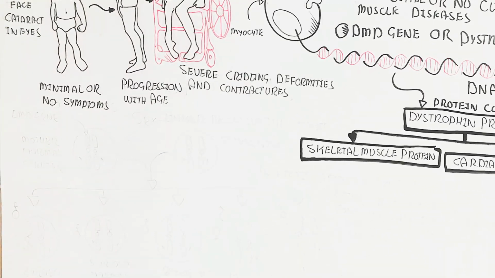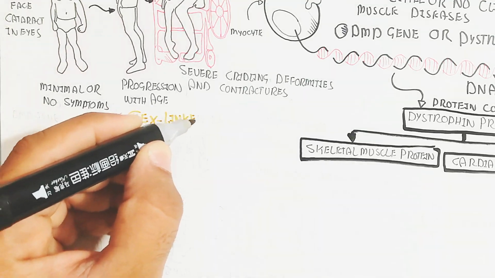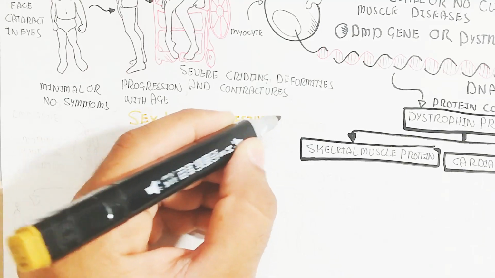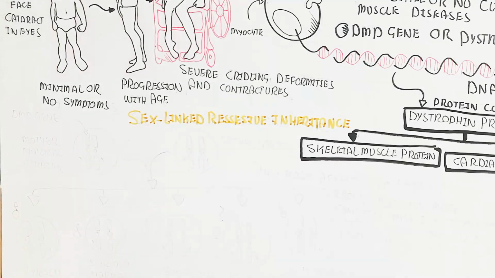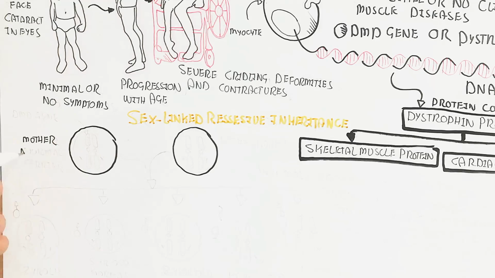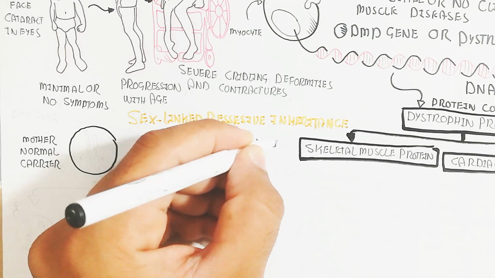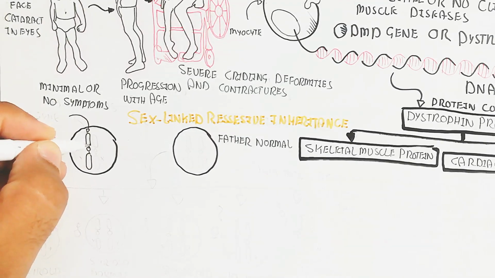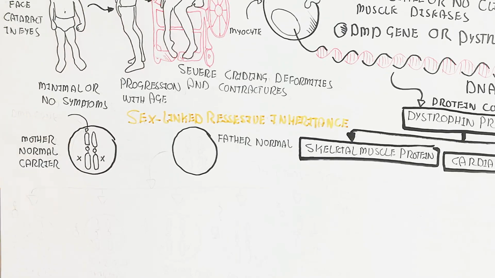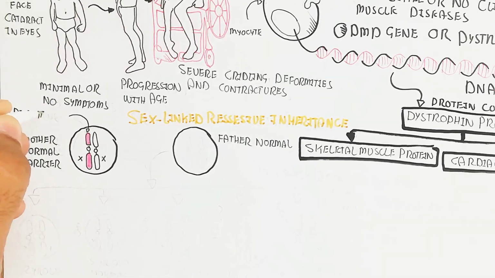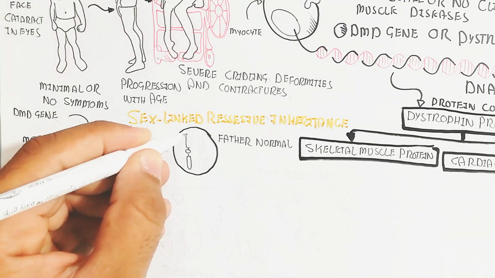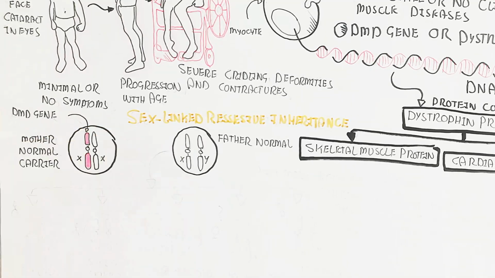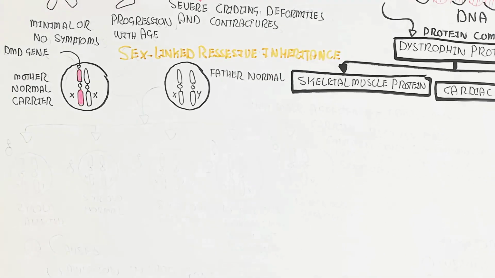Anyhow, let's understand sex-linked recessive inheritance, because this gene follows sex-linked recessive inheritance. This is a genetic disease that occurs when the recessive gene is inherited. How can we identify this? The mother is a normal carrier while the father is normal, so both appear normal. After the marriage, fertilization will occur. The DMD gene is present, which is basically the Duchenne muscular dystrophy gene.